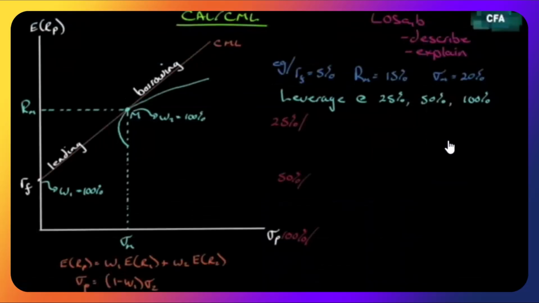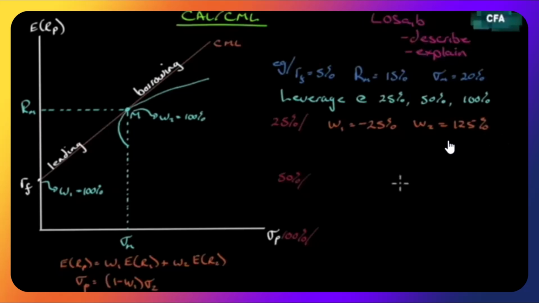Well, let's take that same scenario, and this time we're going to use leverage. We're going to use leverage at 25%, 50%, and 100%, and we're going to create a borrowing portfolio. So at 25%, let's solve our problem here. At 25%, we're going to use 25% leverage, which means we're going to borrow at the risk-free rate. So our W1, which is how much we have in the risk-free rate, is now going to have a negative weighting, negative 25%. Our W2 will now be 125%.